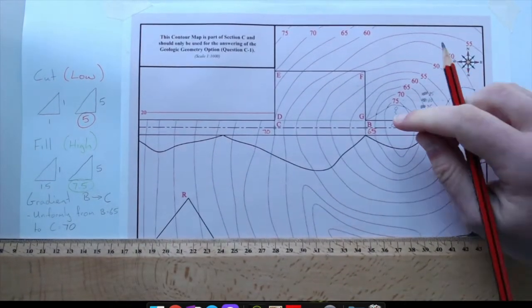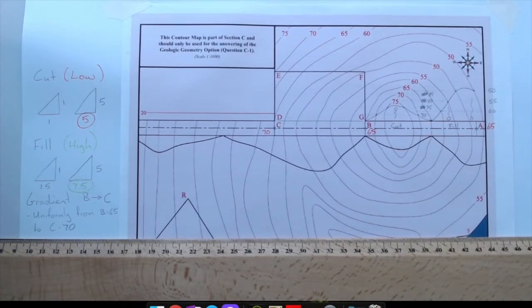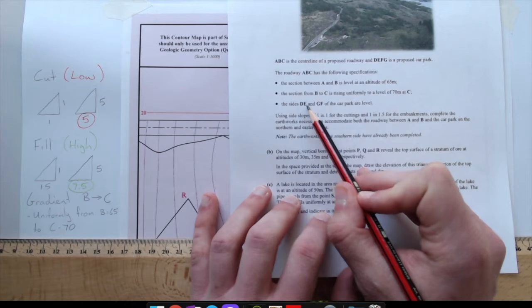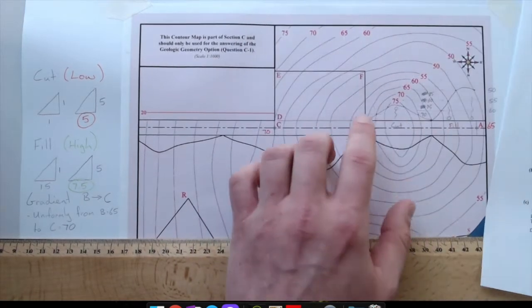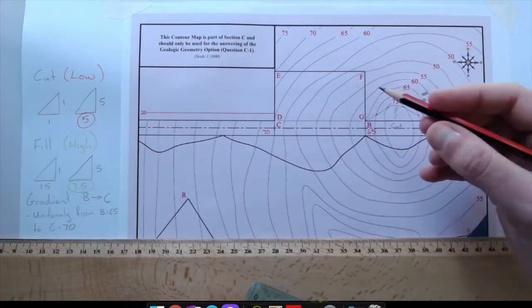Okay, so we're also told that G to F is level. That's coming from the fact that D, E, G, F of the car park are level. So it tells us that they're level. So when it's level, I can come straight out with the road. I know that this is at 65.